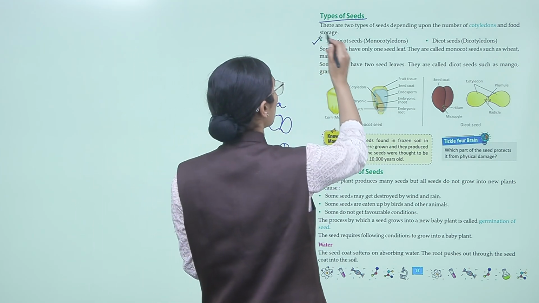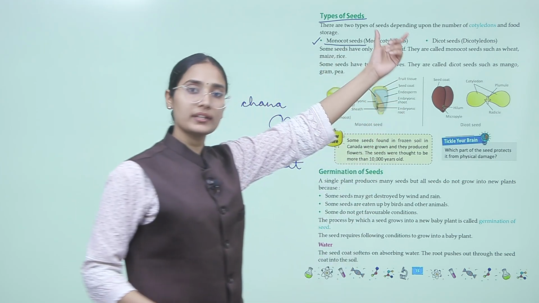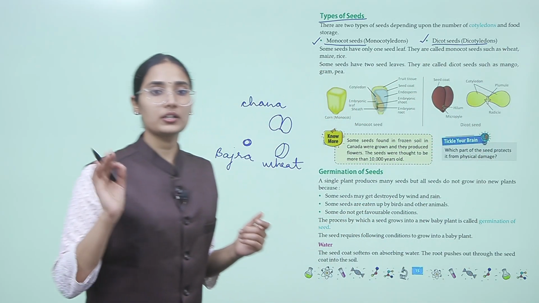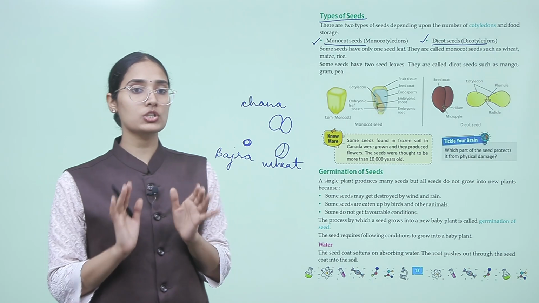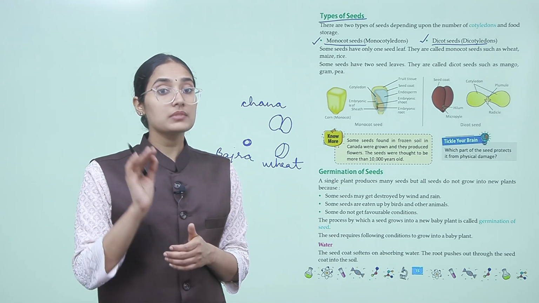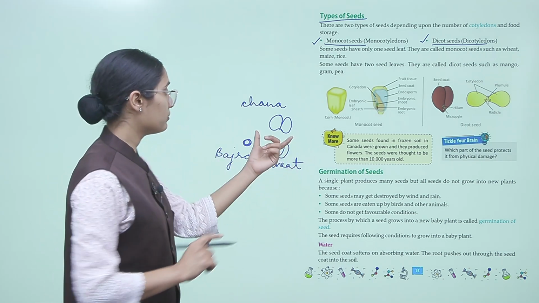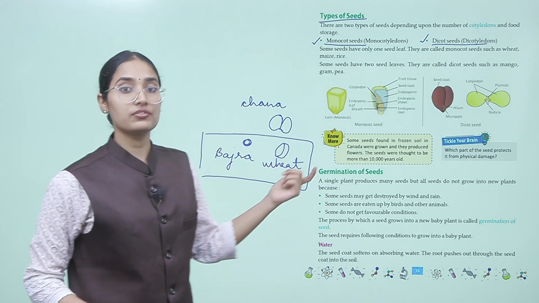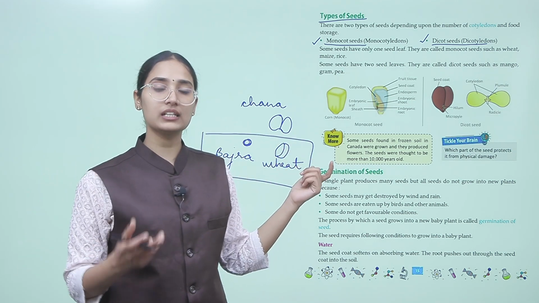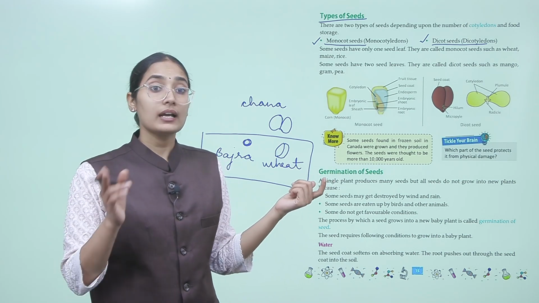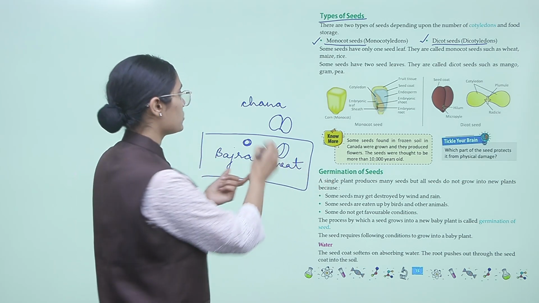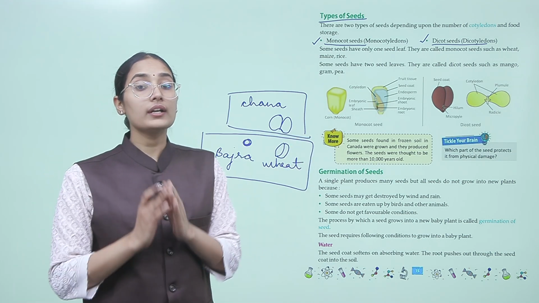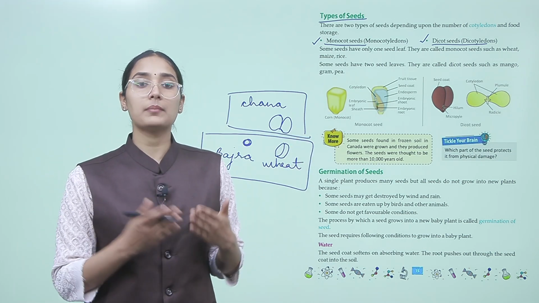One are monocot seeds, monocotyledons, right? The other is dicot seeds or dicotyledons. As the name suggests, you might have understood by now. Some seeds have only one seed leaf. One seed leaf, we are talking about this, right? They are called monocot seeds, such as wheat, maize, rice, right? And some seeds have 2 seed leaves, just like this. So they are called dicot seeds, such as mango, gram and pea.